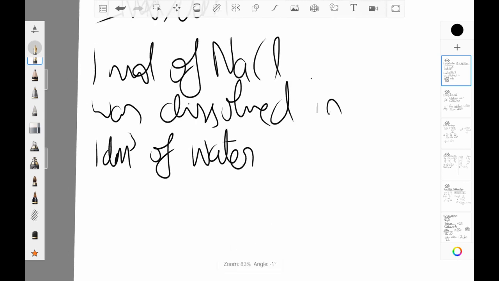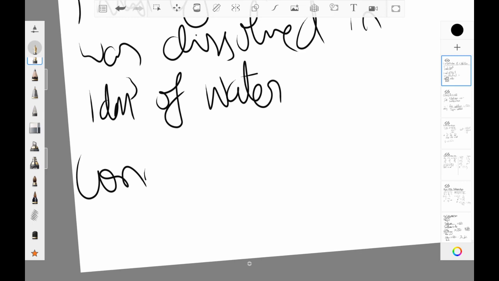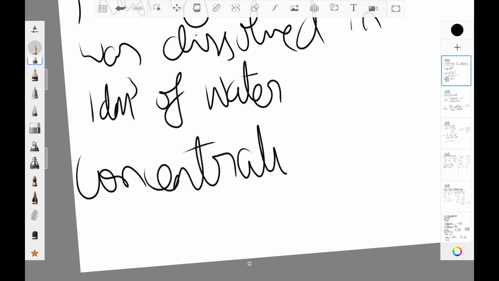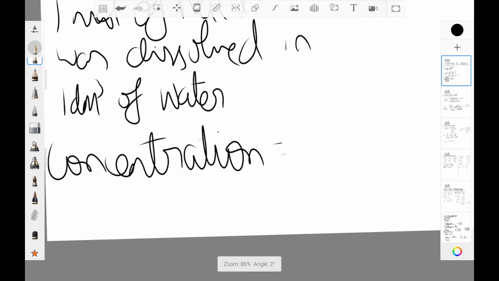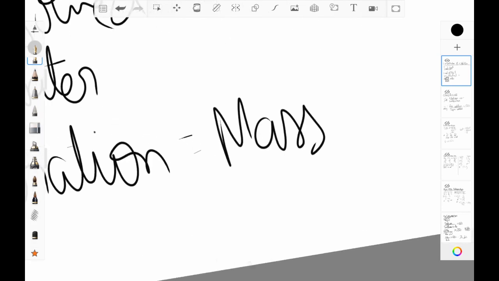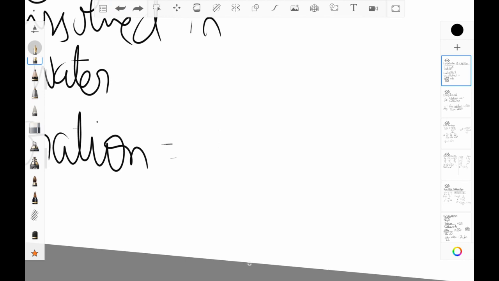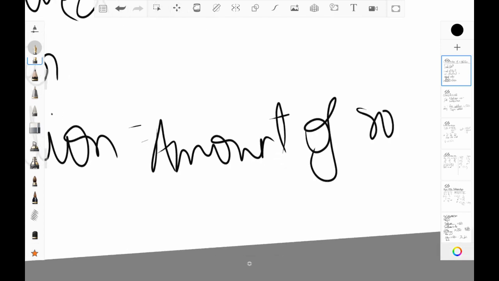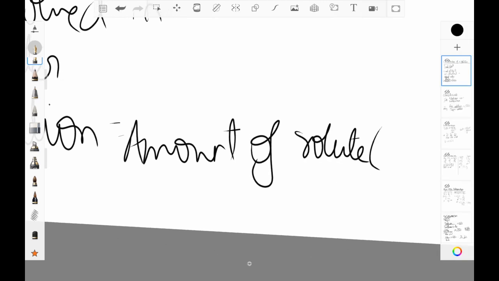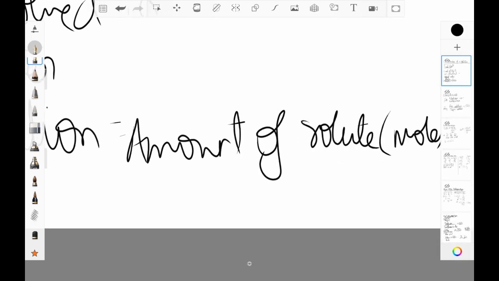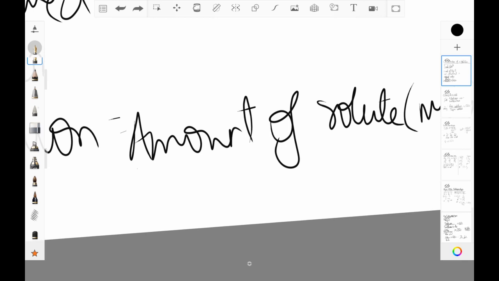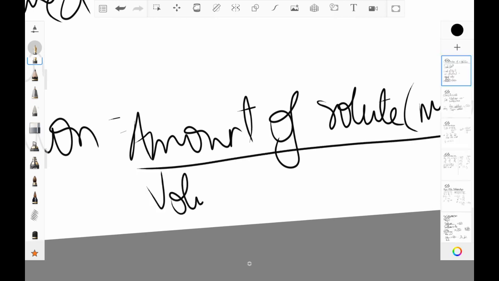Before that, I should mention the formula. So concentration is equal to the amount of solute, which is expressed in moles, over the volume of the solvent, which is expressed in dm cube.